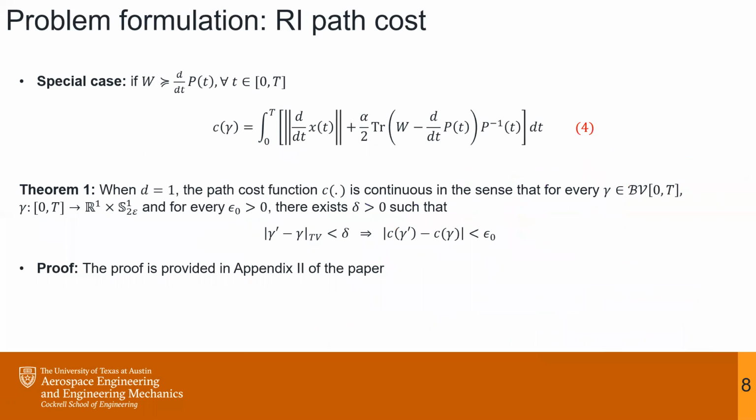For a special class of paths where W is greater than the rate at which the covariance changes, we derive a closed-form expression for RI path lengths as described before. As a first technical contribution of the paper, we showed the RI cost function is continuous in 1D, which means that if two paths are close, their RI cost is also close. The continuity of cost for higher dimensions is only confirmed by simulation.